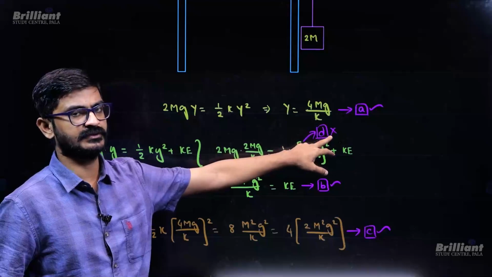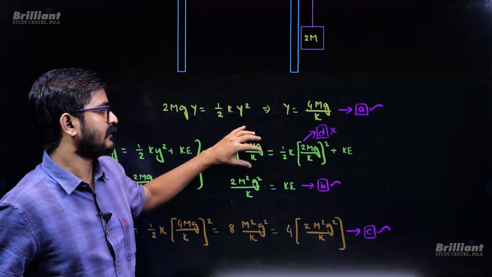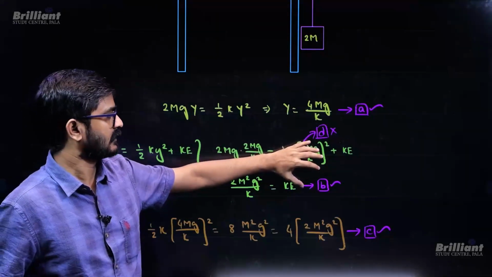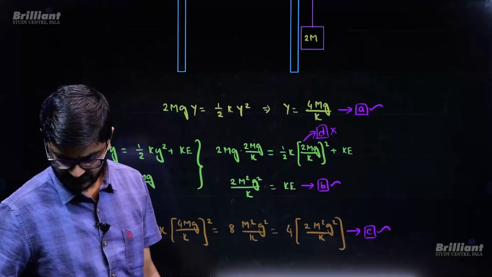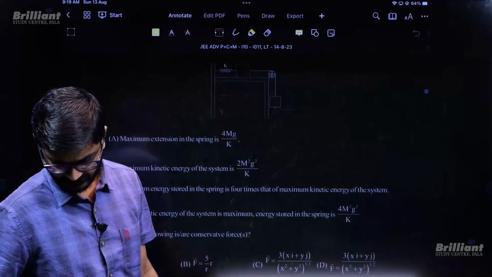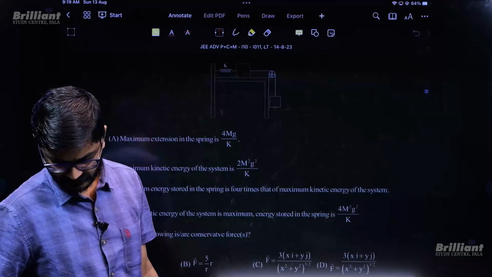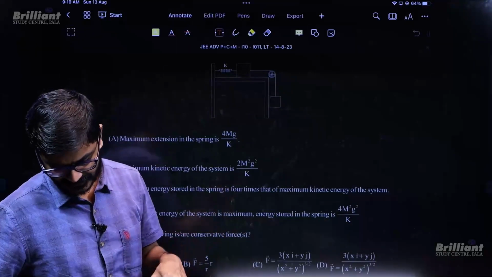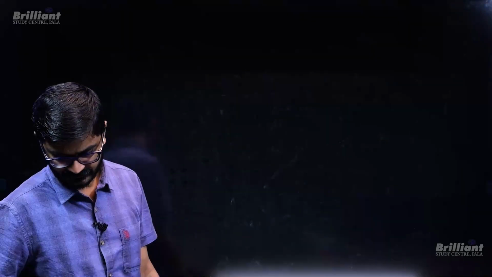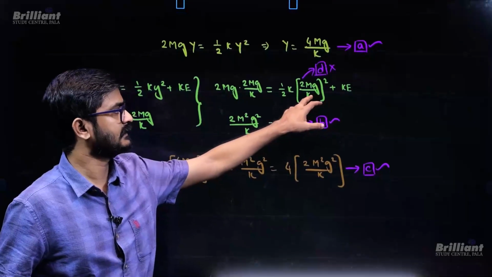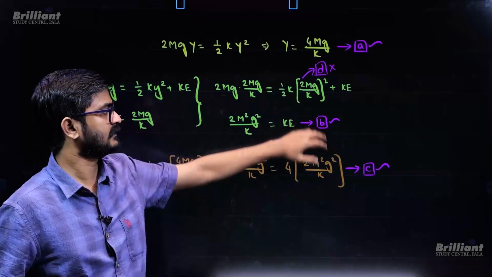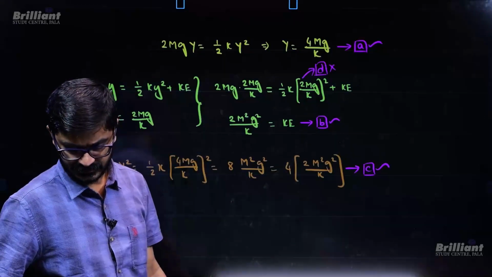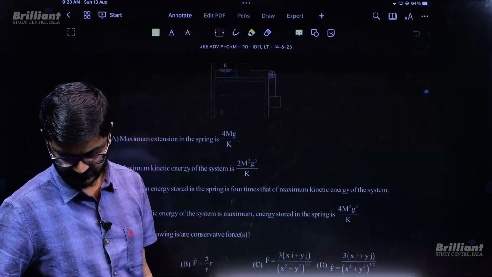This is not matching with option D. When the kinetic energy is maximum, this is the energy stored in the spring. This is not matching with option D. Maximum kinetic energy is fine. Then they are asking some other thing.